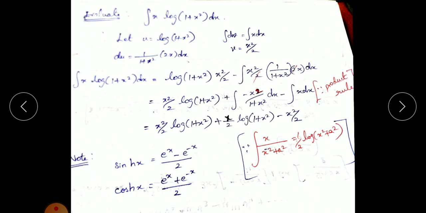Then du equal to, we know that the derivative of log x is 1 by x, so here 1 by 1 plus x squared will come, and then after differentiating x squared, 2x has to come. So 2x dx. Now apply in the format of uv minus integral of v du. So u is log(1 plus x squared), uv is x squared by 2, minus integral of v, x squared by 2, du is 1 by 1 plus x squared times 2x dx. Now cancel the 2 in the second term. So we are getting minus x squared divided by 1 plus x squared dx minus x dx.